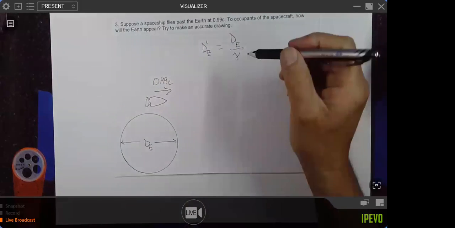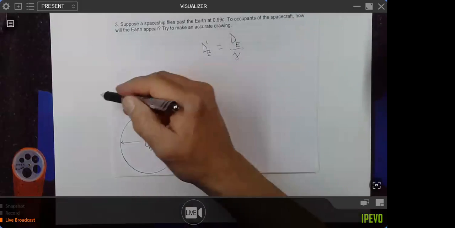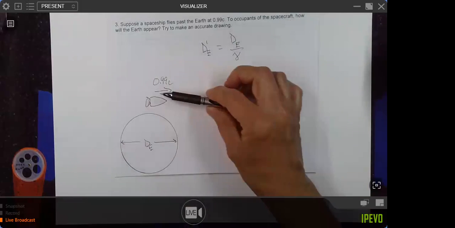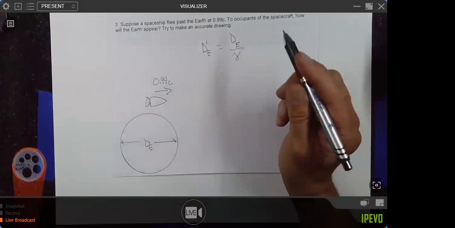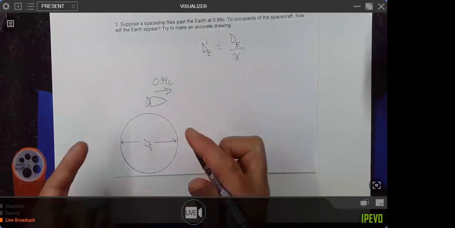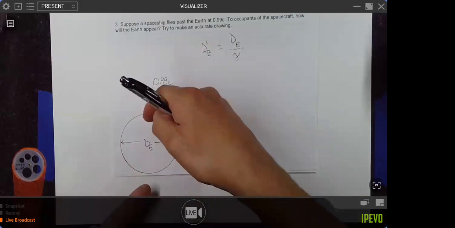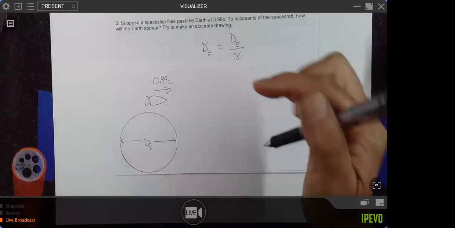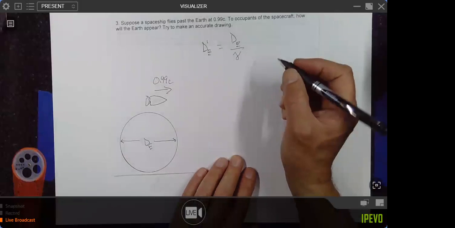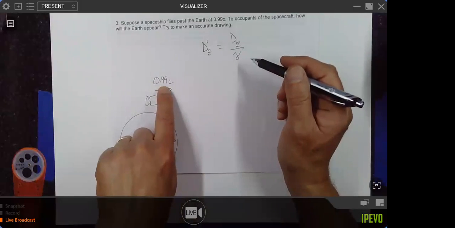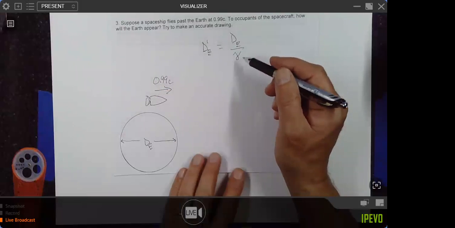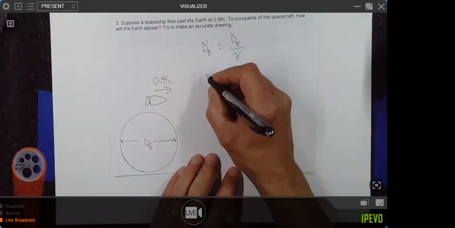And so that's the shortening, but it's only along the direction of motion that it appears shortened, not perpendicular to the direction of motion. And so it'll be shrunk in this direction, but not in this direction. So that's kind of a weird thing that happens. Well, with the speed equaling 0.99 c, we can get a reasonable value for gamma on this thing.